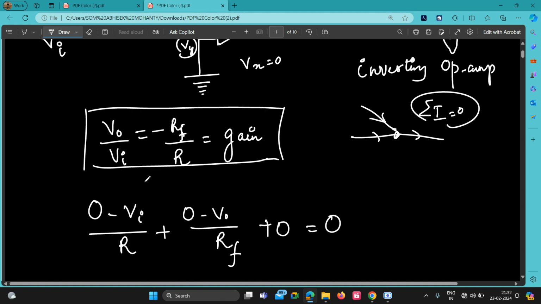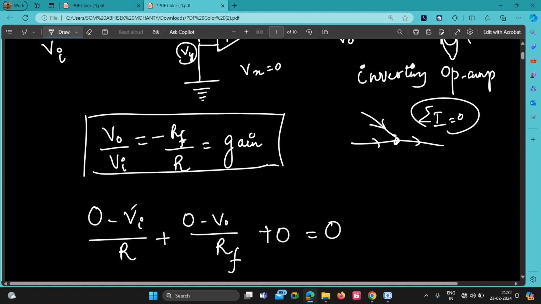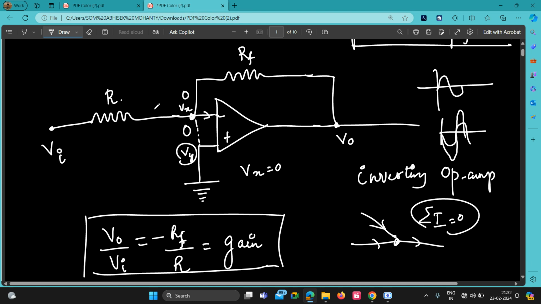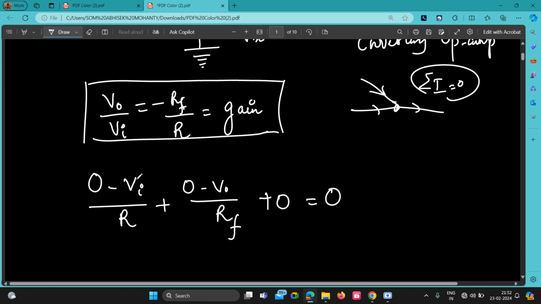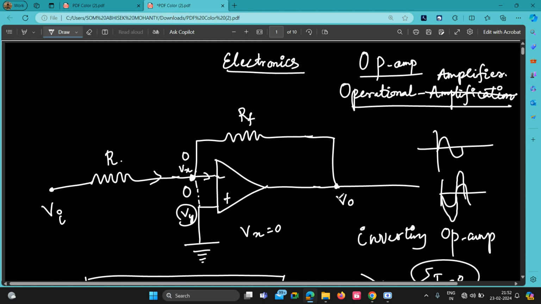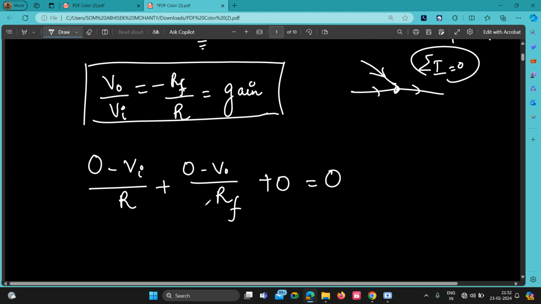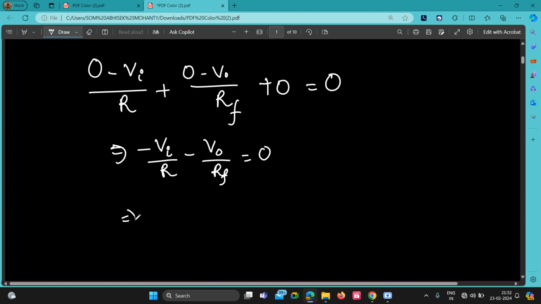You may ask me why I took this as zero minus V: because current going into it, I will take as minus. So that becomes zero minus Vi by R plus zero minus V naught by RF plus 0, because this is going into the op amp, so 0. If I write it again, minus Vi by R minus V naught by RF is equal to 0. So I will write minus Vi by R is equal to V naught by RF.